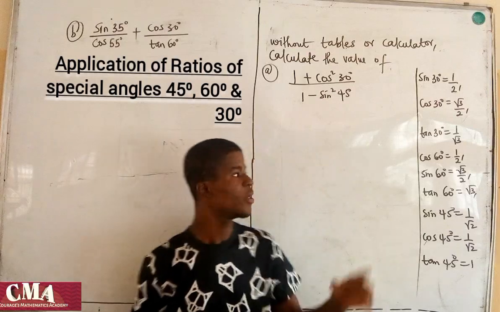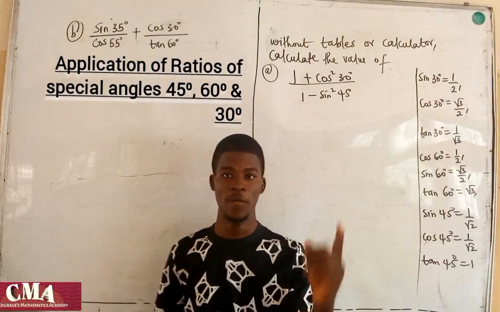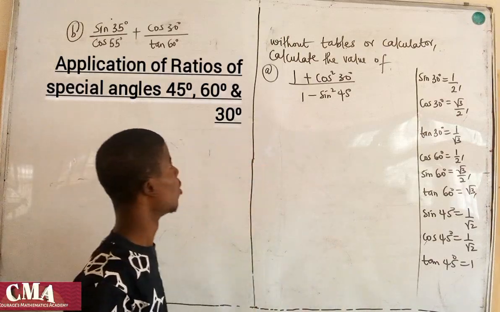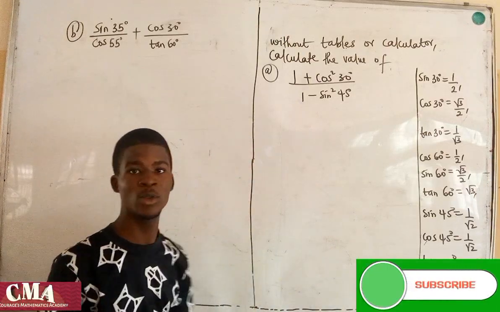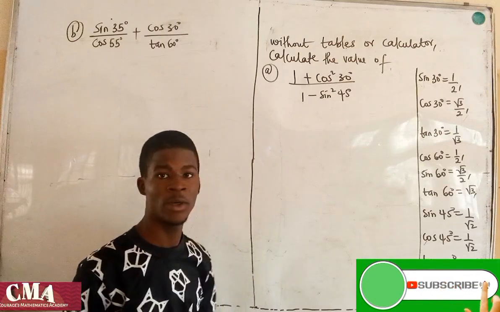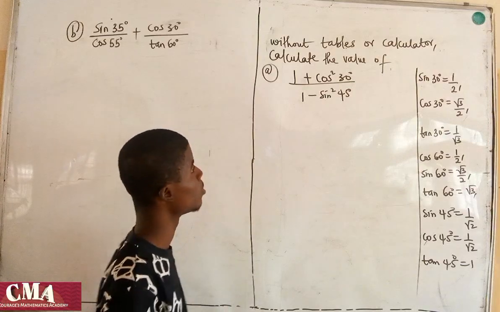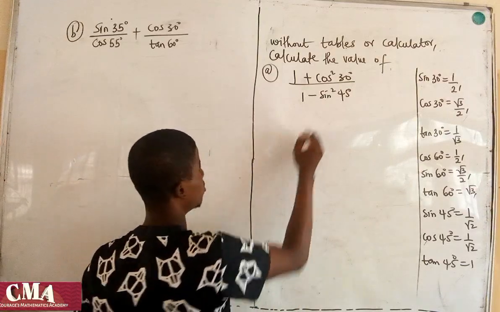So let's apply these trigonometric ratios as we earlier derived in the first video. We are asked to calculate, without tables or calculator, the value of (1 plus cos squared 30 degrees) over (1 minus sin squared 45 degrees). It's simple. Let's do substitution.